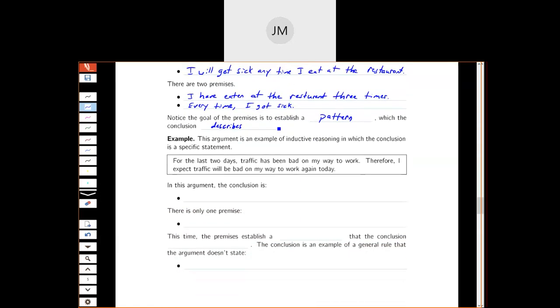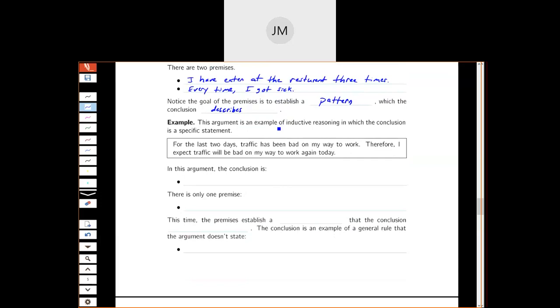All right, let's look at another example. So this argument is an example of inductive reasoning in which the conclusion is a specific statement. Here's our argument. For the last 2 days, traffic has been bad on my way to work. Therefore, I expect traffic will be bad on my way to work again today.